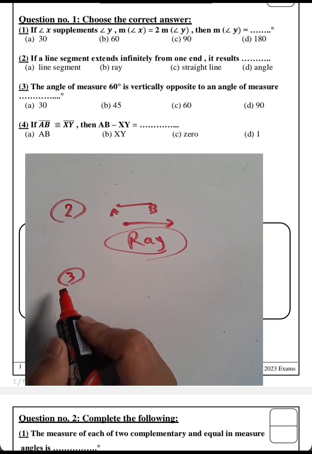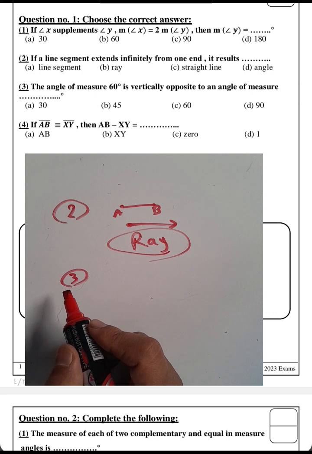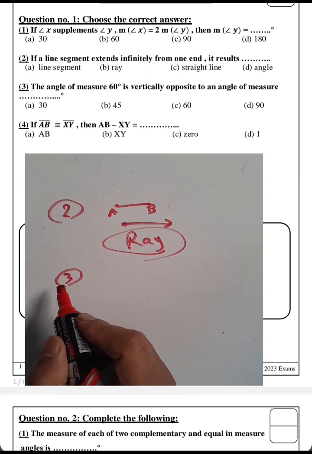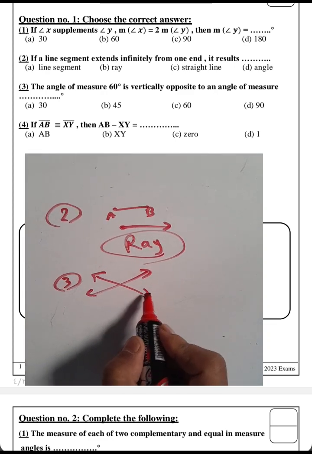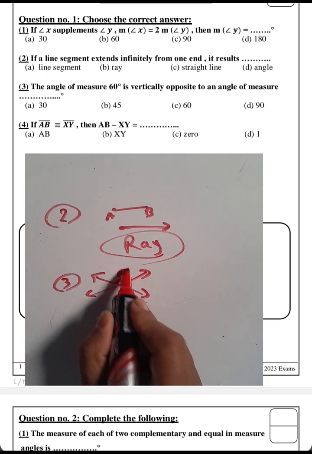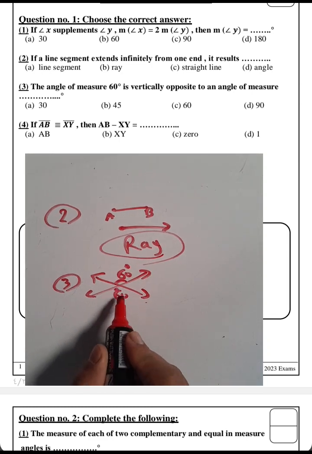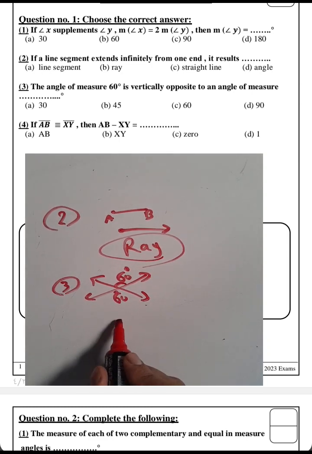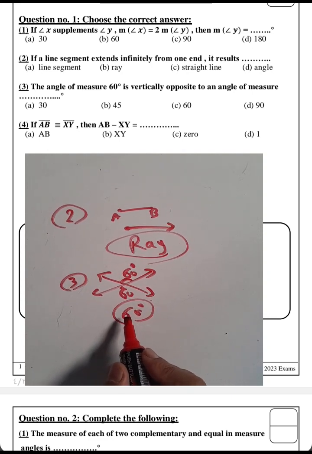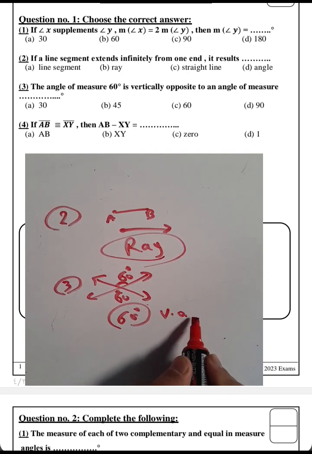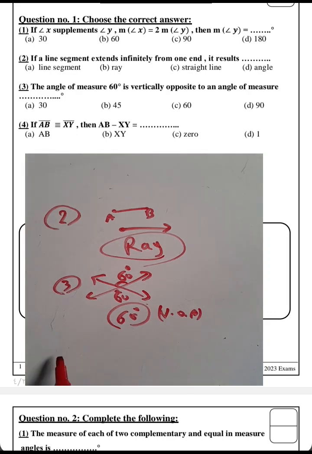Question number 3. The angle measures 60 degrees, vertically opposite to the angle that measures what? Such that we have two straight lines intersecting at one point here, and this angle will be 60 degrees. This angle again will be 60 degrees, and the result will be here 60 degrees. We call it vertically opposite angles. Understood?